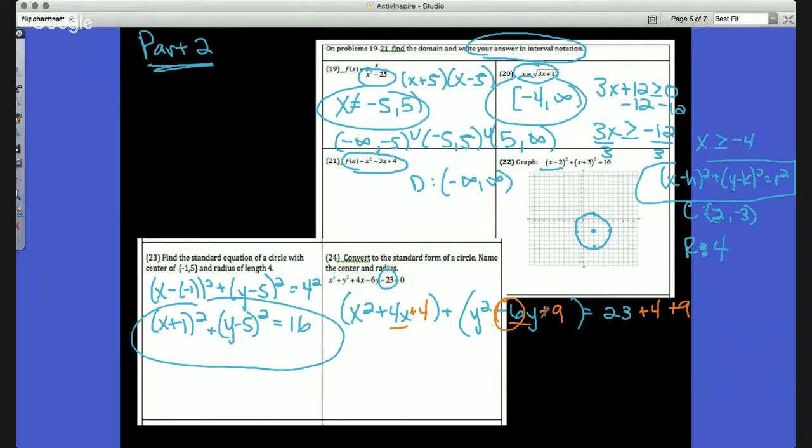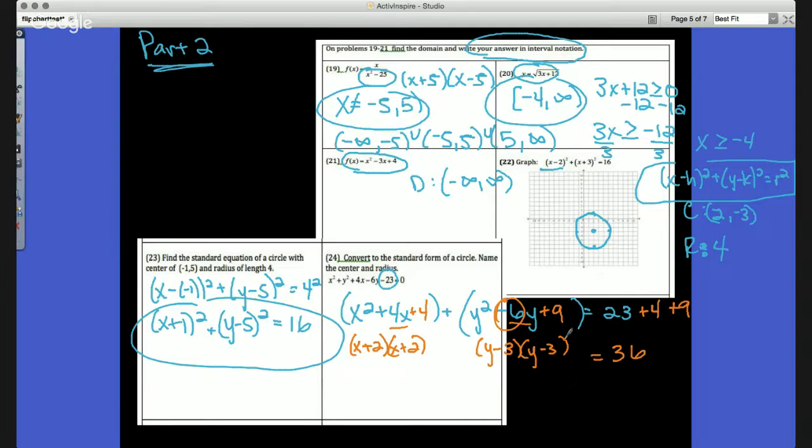So once I get to that, I get 23 plus 4 plus 9, which gets me a total of 36. Now, what two values when multiplied get me 4, but when added get me 4? We know that would be 2 and 2. It should be a perfect square. If it is not, you got to go back, did something wrong. Two numbers that multiply to equal 9 and add to be equal to -6 would be -3 and -3.